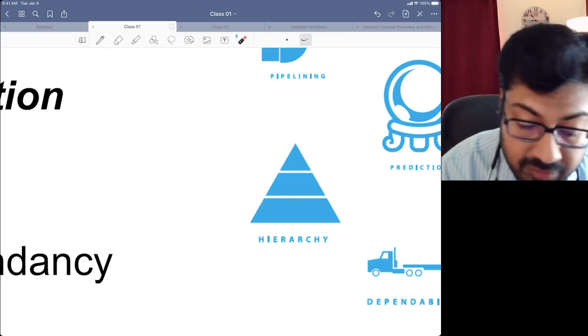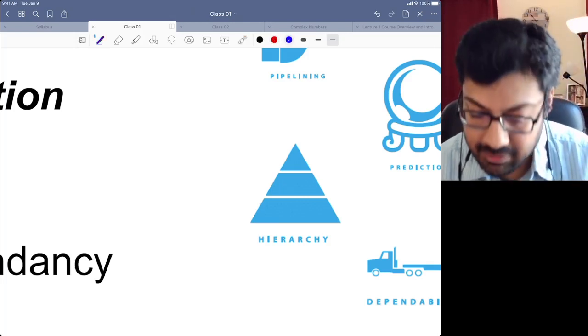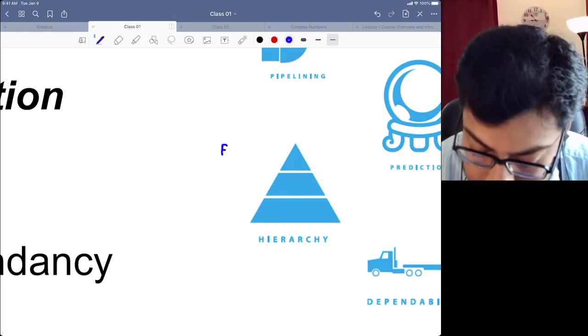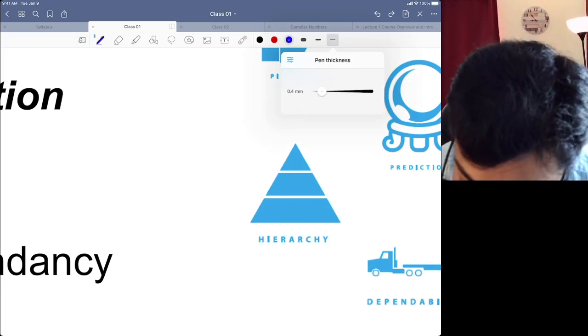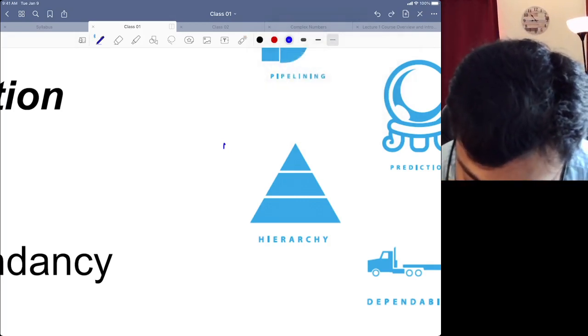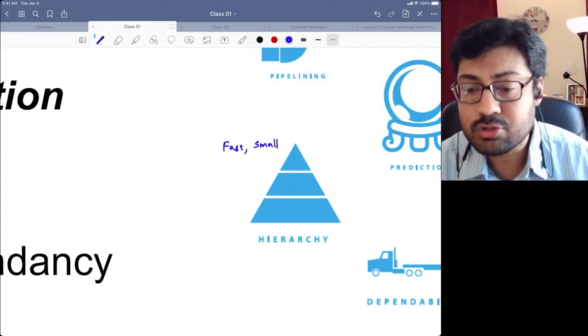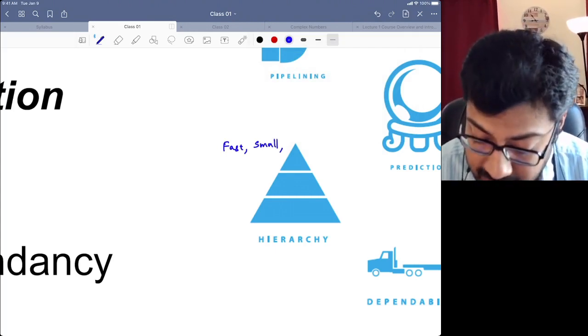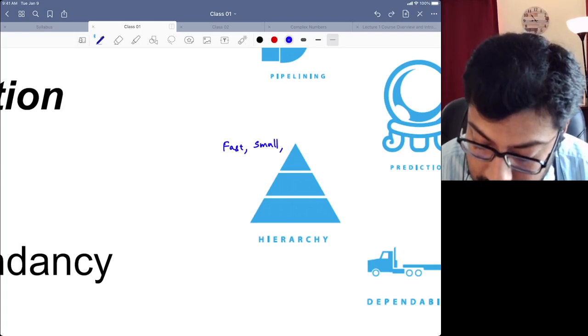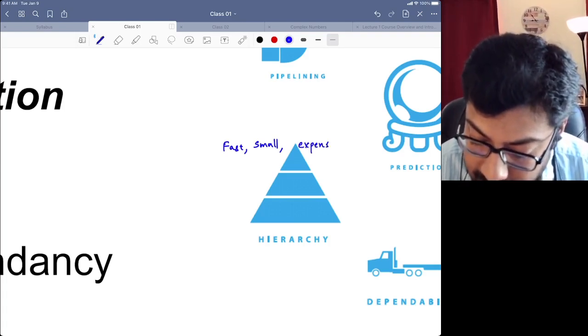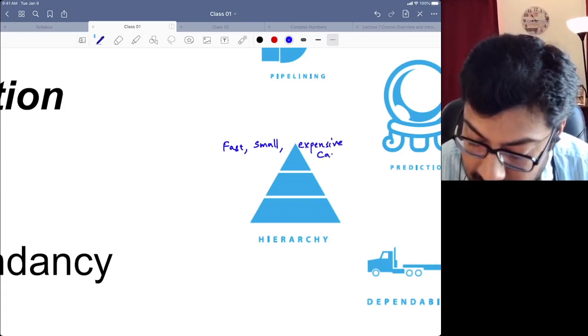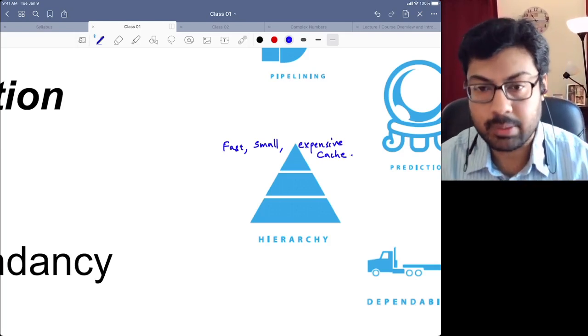So what you can do is you can take a memory that is fast, make it small so that you don't have to pay a lot for it, but it is going to be expensive. And we call that the cache memory. And we'll put this right at the top of our pyramid.